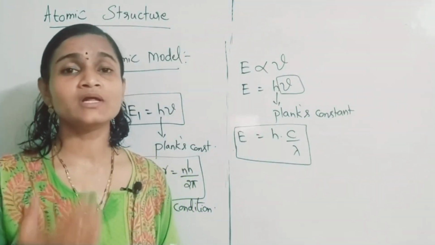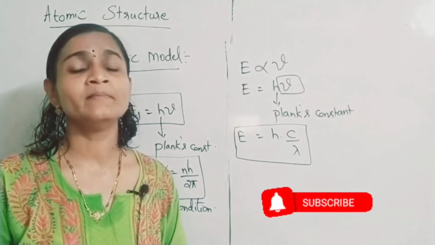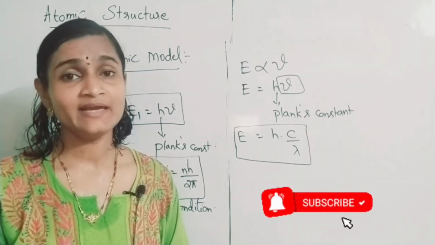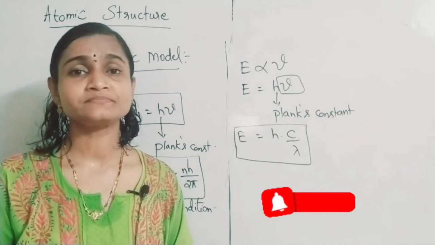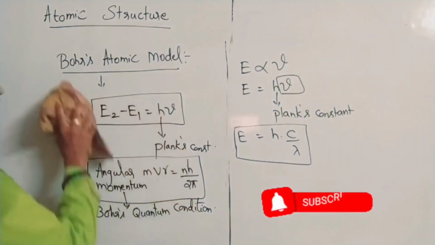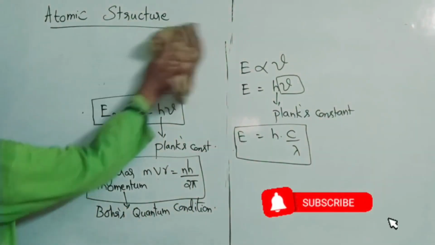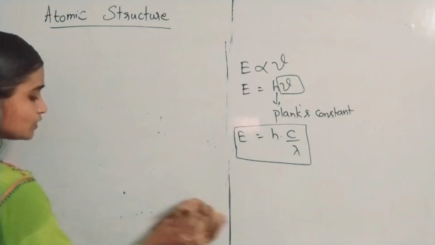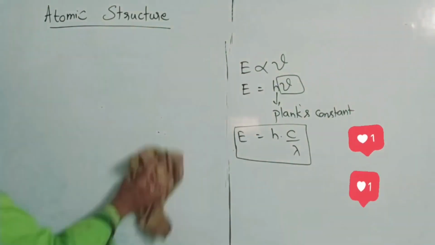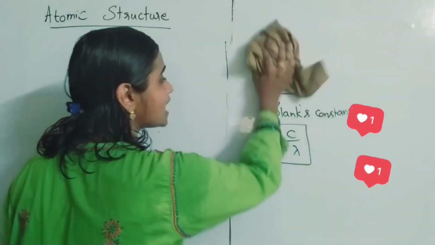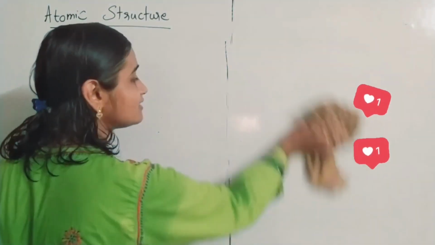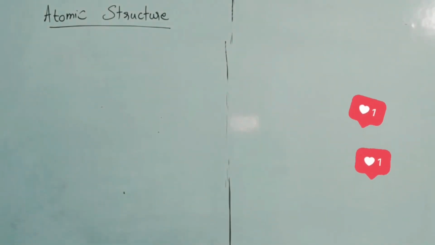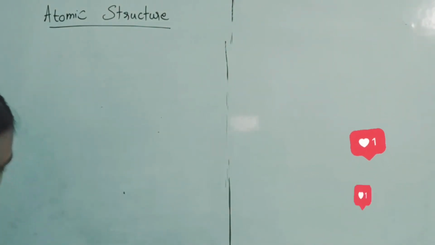Actually, Bohr's atomic model is very well explained for single electronic species. Mostly he explained for hydrogen atom. Now, if you go for hydrogen atom, he explained the concept of hydrogen spectrum. So what is hydrogen spectrum? How do we get different spectral lines in hydrogen spectrum? We are going to learn about that now.